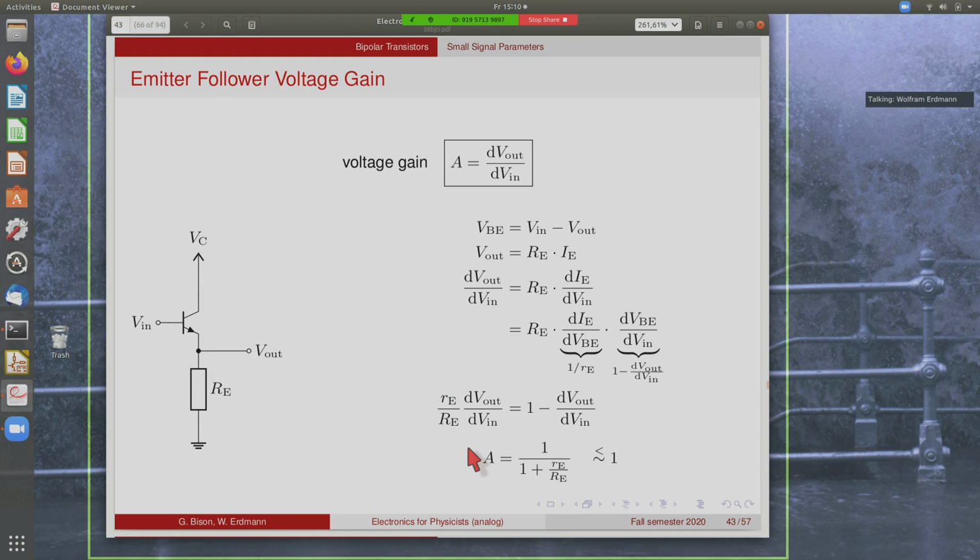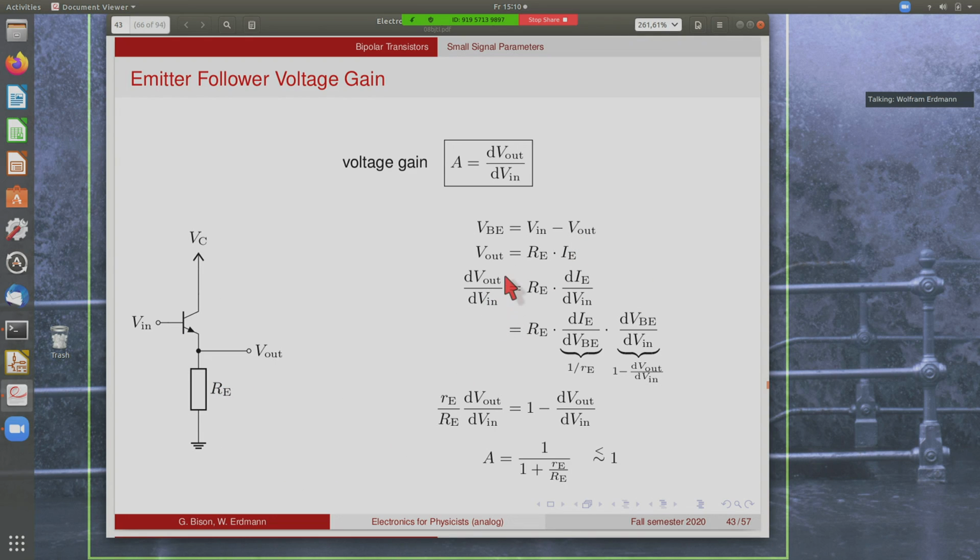Okay. Now we have what we need to analyze the voltage gain of an emitter follower. So by voltage gain for the circuit, we mean how does the output voltage change as a function of the input voltage. So it's this derivative here. We use the fact that the controlling voltage, VBE, is the difference of input minus output voltage, and that the output voltage is the emitter resistance multiplied by the emitter current.